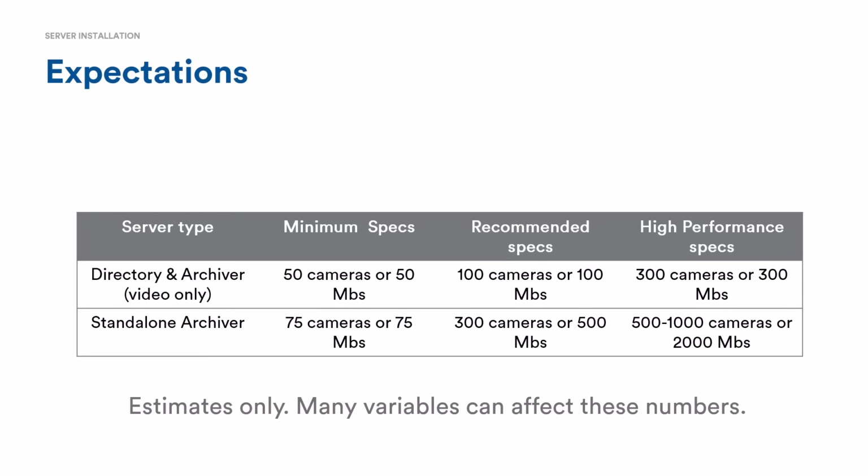If, however, we dedicate a server to being only an archiver, minimum specs would get us 75 cameras, recommended specs 300, and high-performance specs would allow us to set up a server managing from 500 to 1,000 cameras. Now please keep in mind that there are so many variables that can affect these numbers. These are just estimates to give you a rough idea.